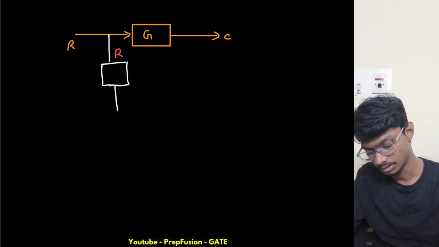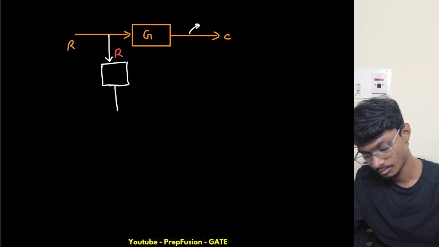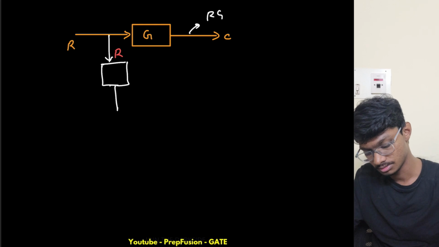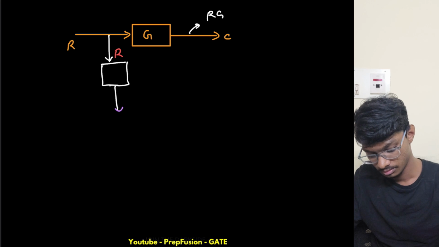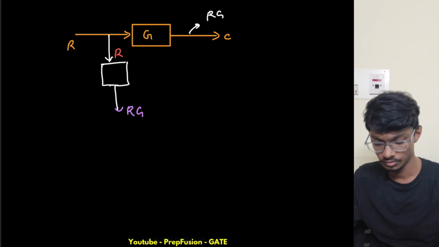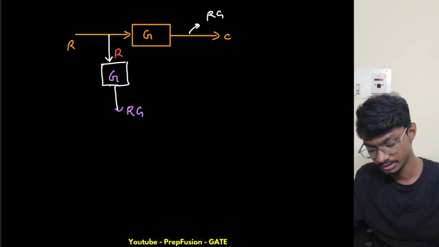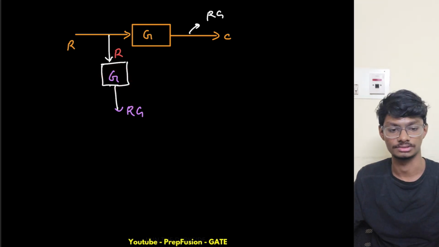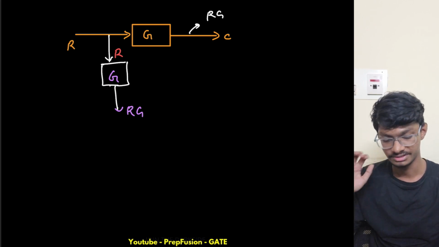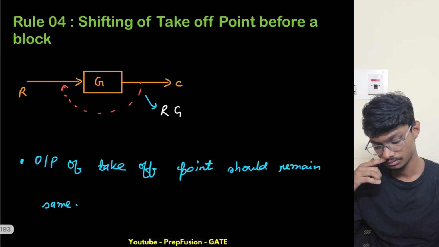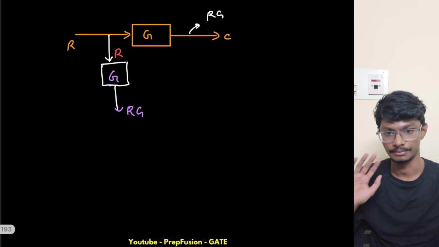How? Here, what was my output? It was R times G. So here also my output should be R times G. So what should the gain here be? The gain here should be G only, right? If the gain here is G only, then I will get my output as R times G. So that is how we can shift a takeoff point from this point to this point. This is one very basic understanding.